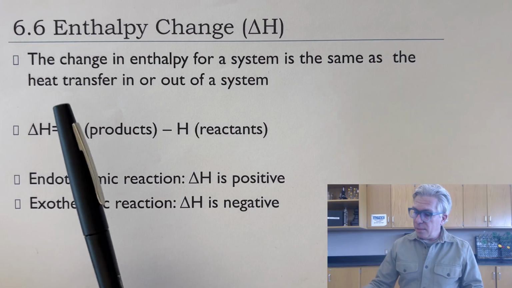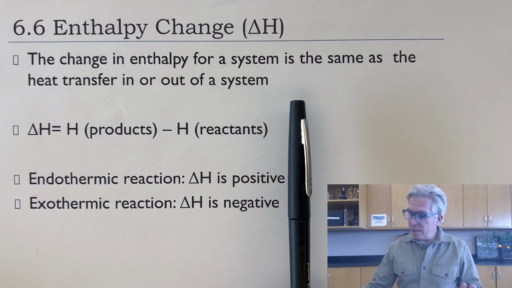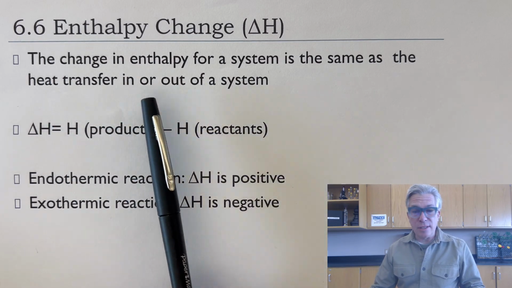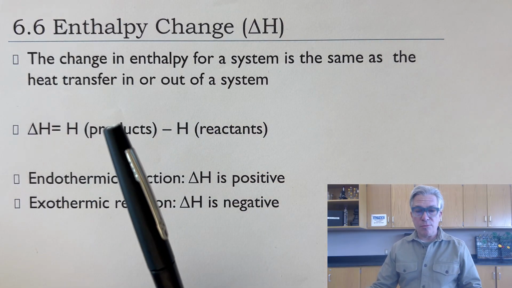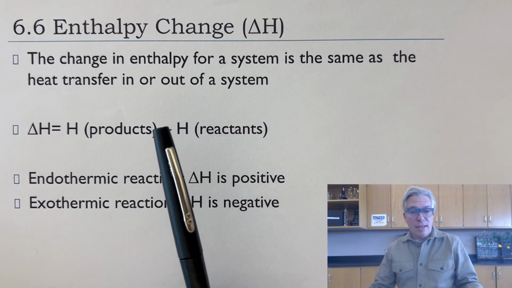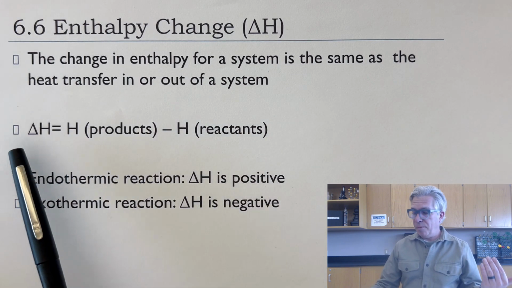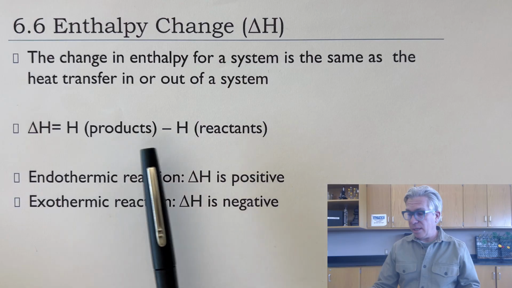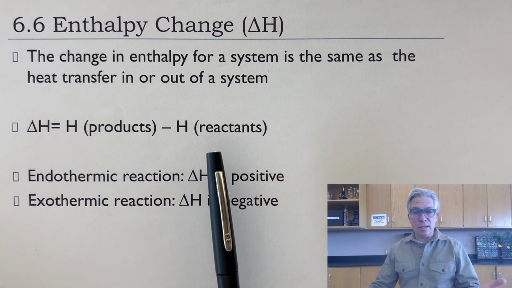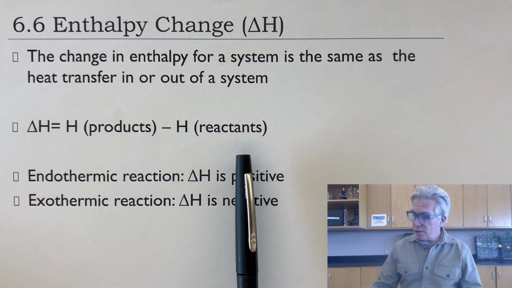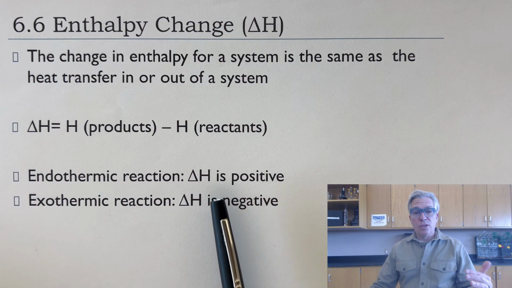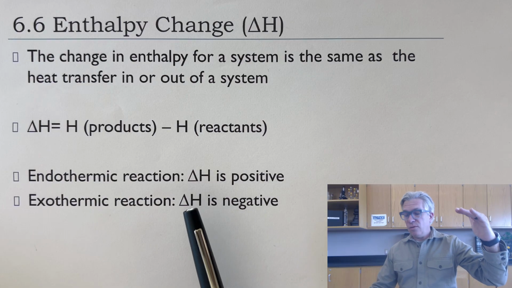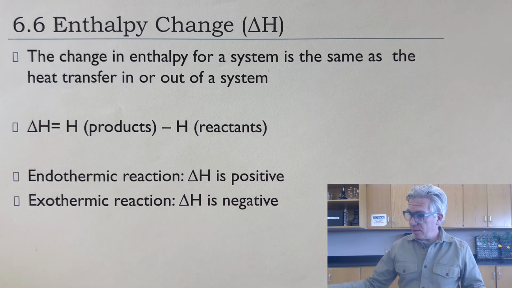The enthalpy change, the change in enthalpy for a system, is the same as the heat transfer in or out of a system. So if we know how much heat goes in or out under constant pressure, under normal conditions, that is the enthalpy change for the reaction. Delta H is the enthalpy of the products minus the enthalpy of the reactants. That'll give us the correct sign of delta H. In an endothermic process, delta H is positive, so the enthalpy is going up in the positive direction. In an exothermic reaction, the delta H is negative.